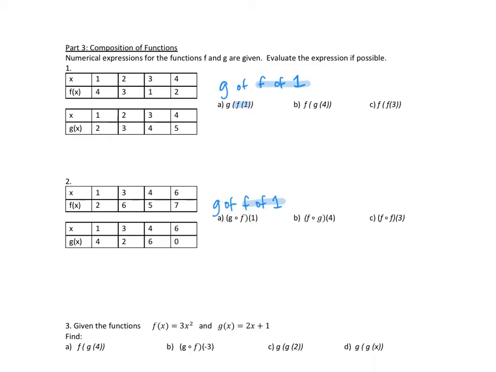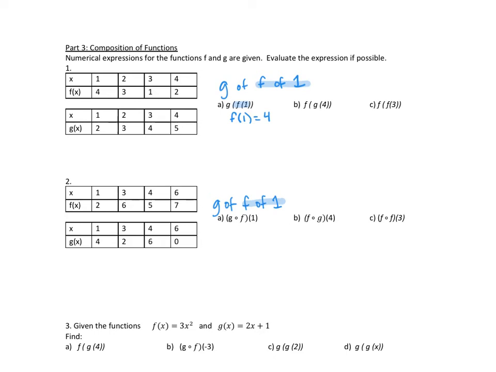If we take a look at problem 1, we have two tables, one for f of x and one for g of x. Like I said, we're going to start from the inside out. So we're going to start inside right here with f of 1. When our x value is 1, the y value for f of x is 4.